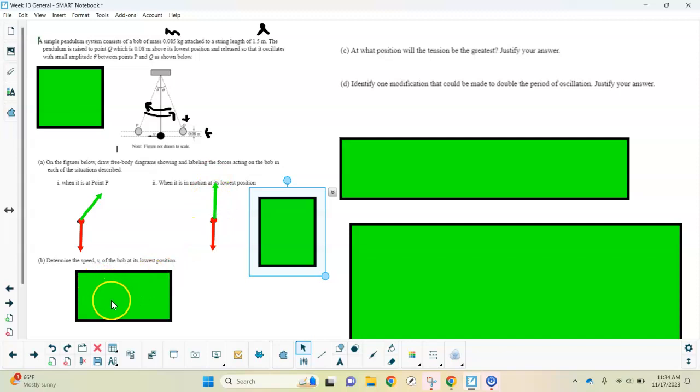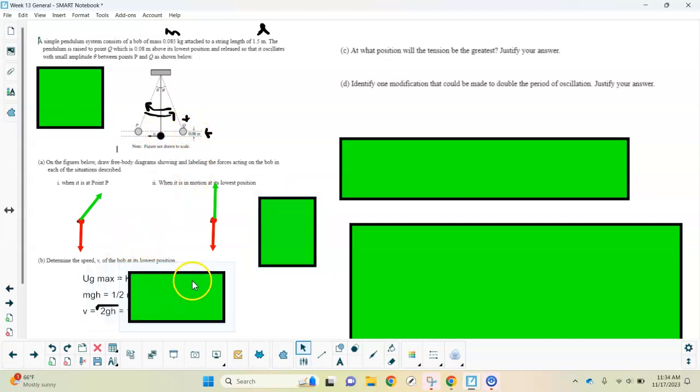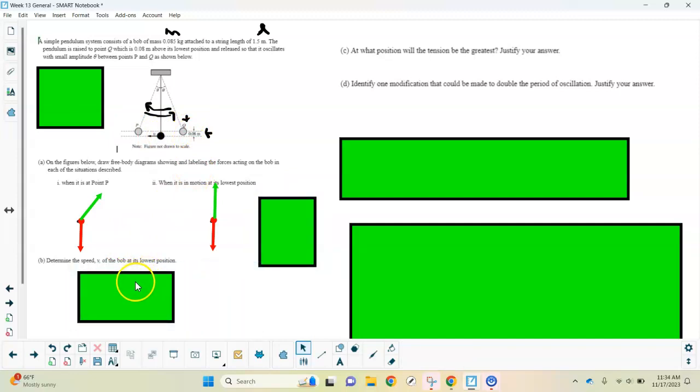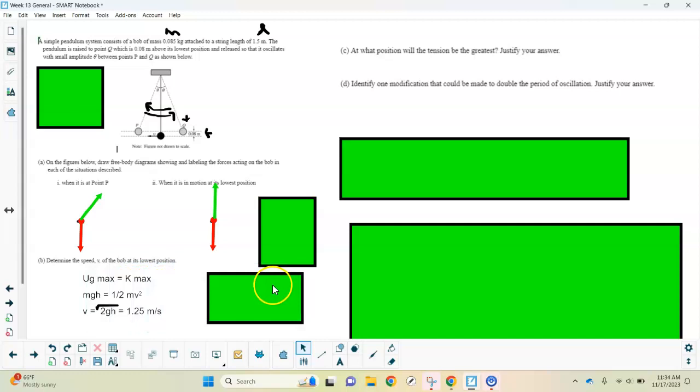It says determine the speed of the bob at the lowest point. If you think about this as sort of like circular motion, it's part of a circle because it's swinging back and forth along an arc. You can use centripetal forces here. You could also use energy, which is what I ended up doing. So you could figure out that force, or you could do it with energy. Energy is, I think, easier, so sorry about that.